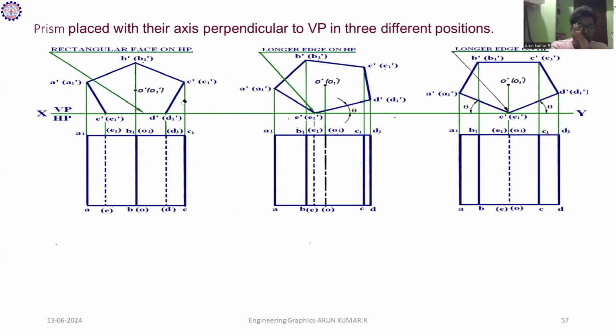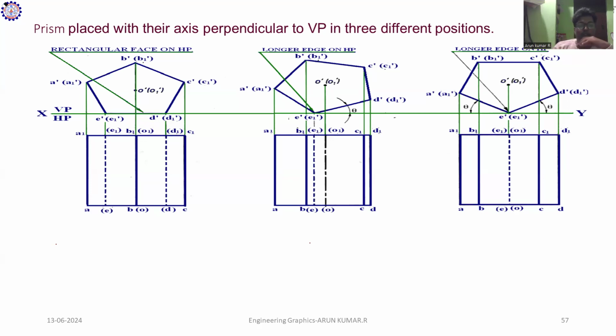The main condition is axis perpendicular to VP, but the orientation of the solid is initially placed with a rectangular face parallel to HP and the longer edge on HP. So these are the cases we are discussing in this class. Then we have to move on to this case.